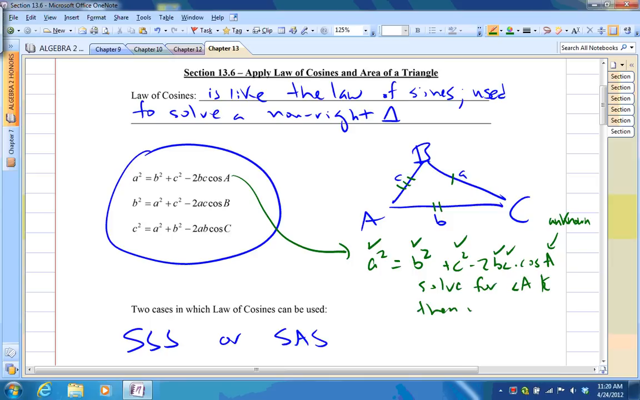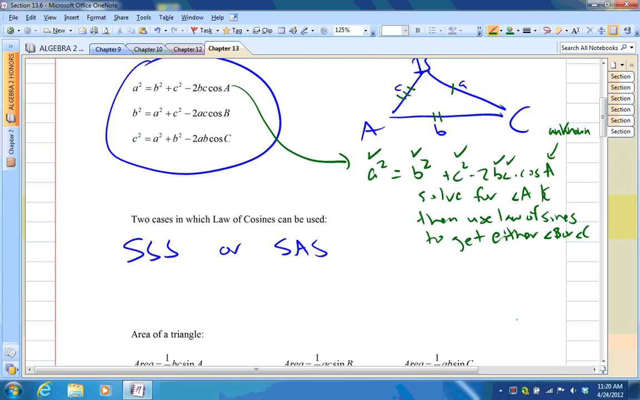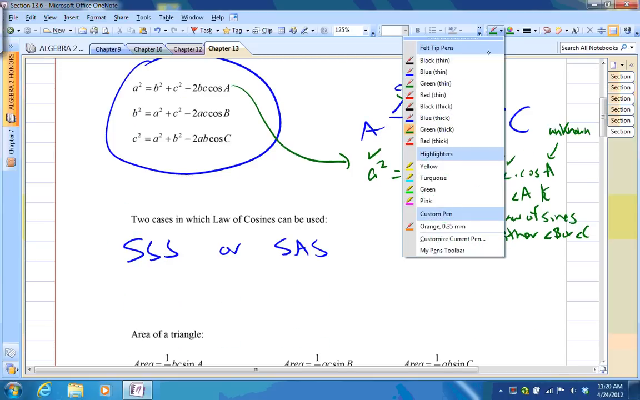And then use law of sines to get either angle B or angle C. And then once you have two angles, you can find the third angle by just doing 180 minus the sum of the other two angles. So you definitely can use it for SSS. Can also be used for SAS, the sassy situation.